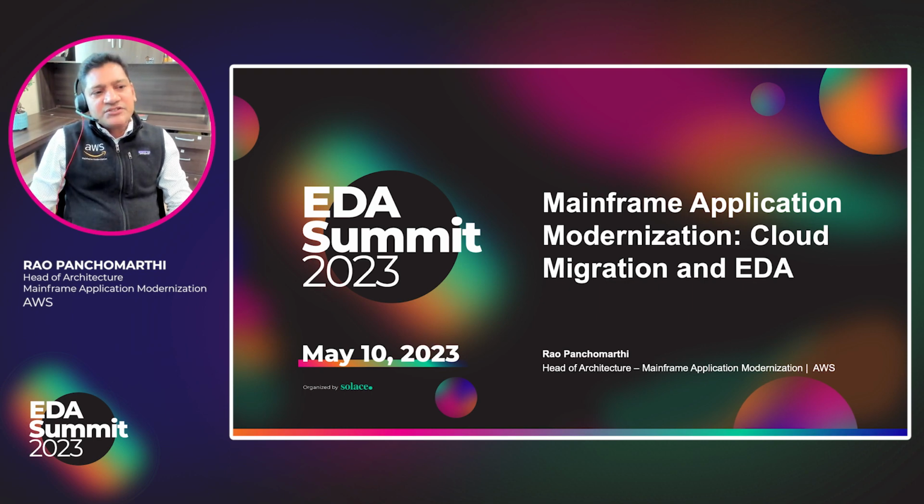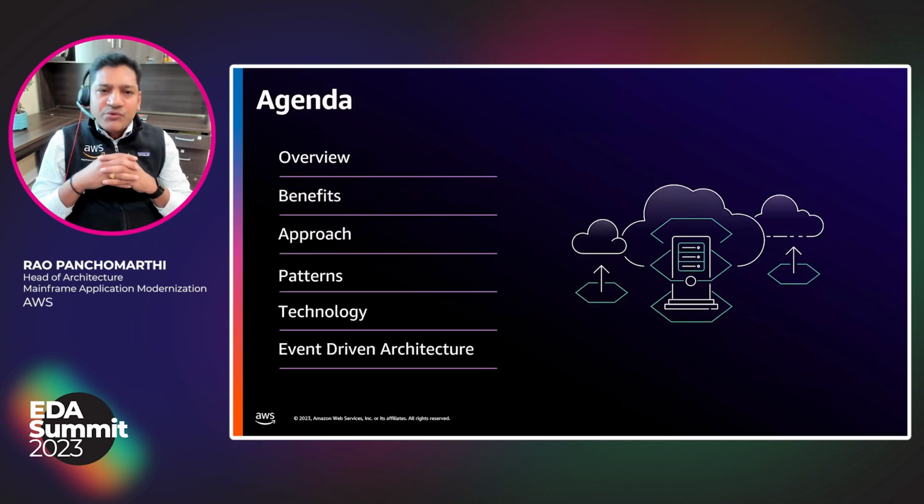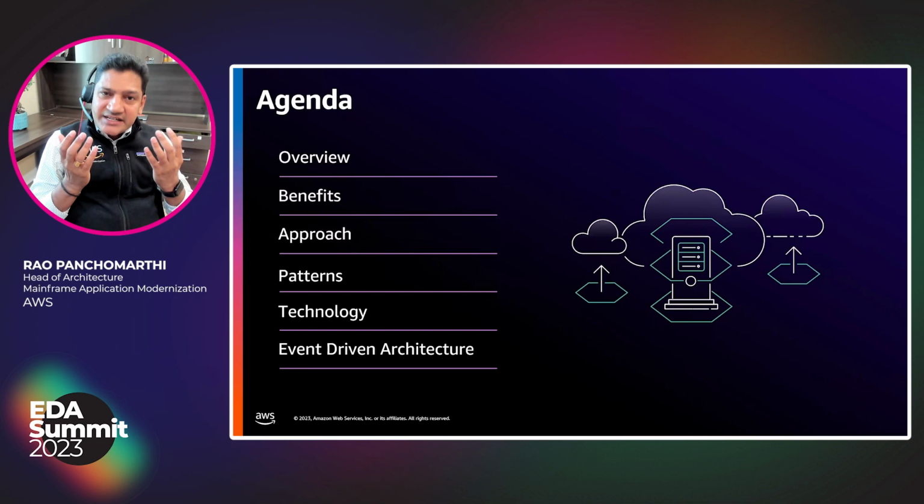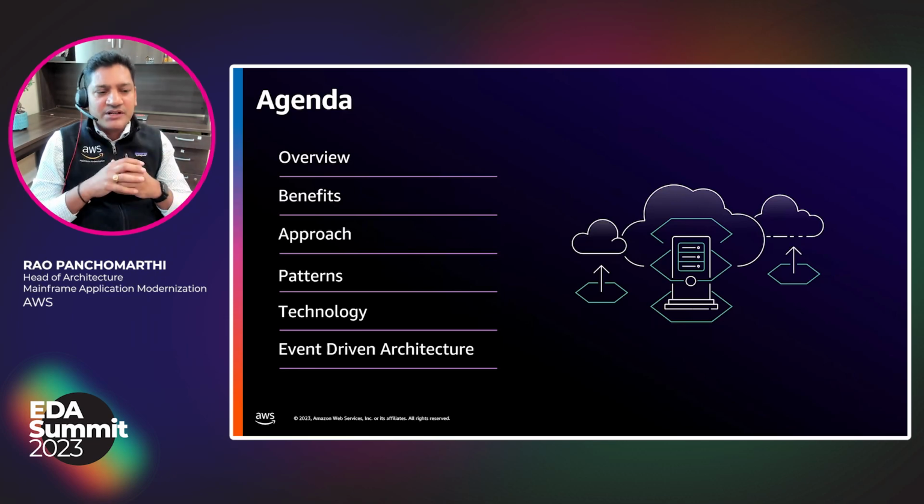This is our agenda for today. We'll start with the overview. What is mainframes? What are the benefits? What is the approach of modernization? What are the benefits of the modernization and migrations to cloud or AWS? And what are the different patterns available? And what's the technology? And what does the AWS Mainframe Modernization service offer for faster migration and modernization? How does event-driven architecture play in with these migrations and modernizations for your mainframe applications?